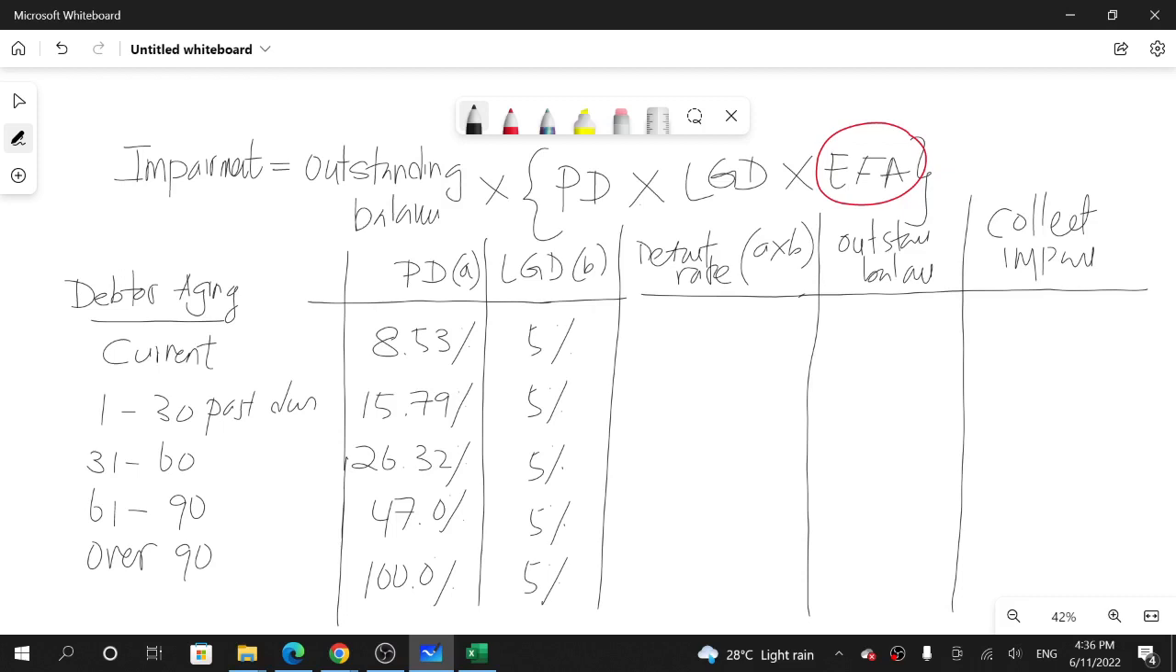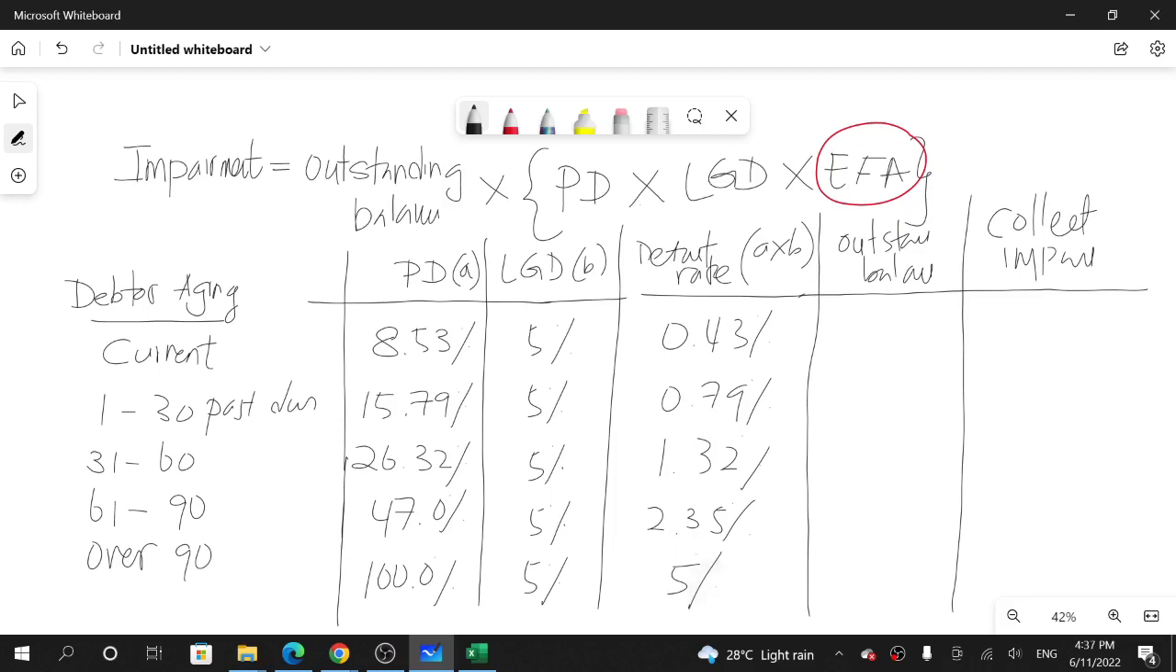8.53% multiplied by 5% becomes 0.43%. 15.79 multiplied by 5% becomes 0.79%. 26.32 multiplied by 5% becomes 1.32. 47.0 multiplied by 5% becomes 2.35. 100% multiplied by 5 becomes 5%.